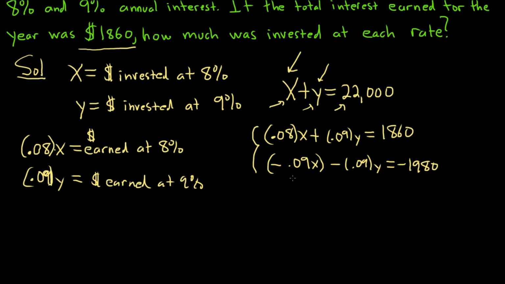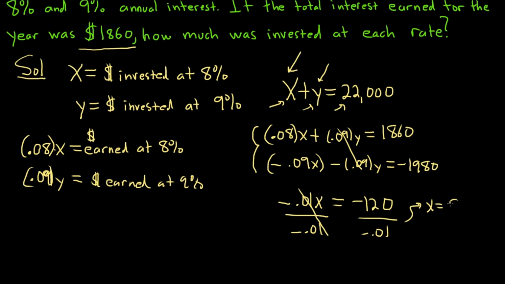Let's see. 0.08x minus 0.09x is going to give us negative 0.01x. And then here, these are going to cancel. And then here we get 1860 minus 1980, which gives us negative 120. Then you can just divide by negative 0.01. So we end up with 120 divided by 0.01. It's going to be a really nice number. Beautiful. x equals $12,000.